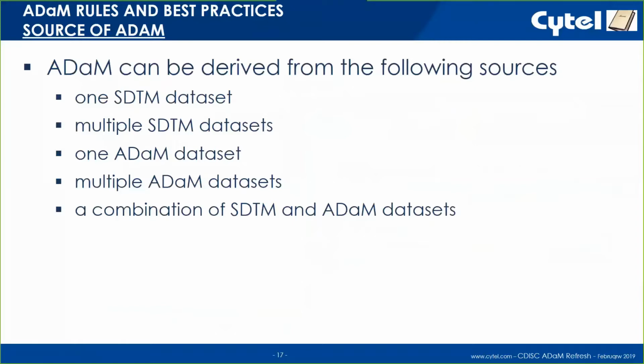Okay, so the source of ADaM. ADaM, to be compliant, has to be derived from SDTM. If you are creating another dataset from non-SDTM, this could not be considered ADaM compliant. However, you can, if you want, use ADaM principles to create an analysis dataset even when the source is not SDTM but raw data. So a dataset can be derived from one SDTM domain, from multiple SDTM domains, from another ADaM dataset, from many other ADaM datasets, or from a combination of SDTM and ADaM datasets. This will probably be more clear in the next slide.